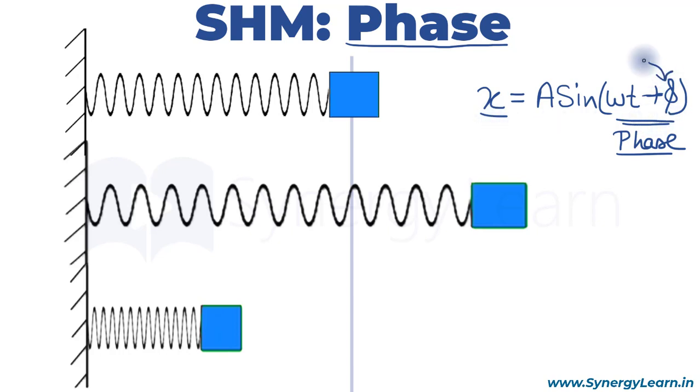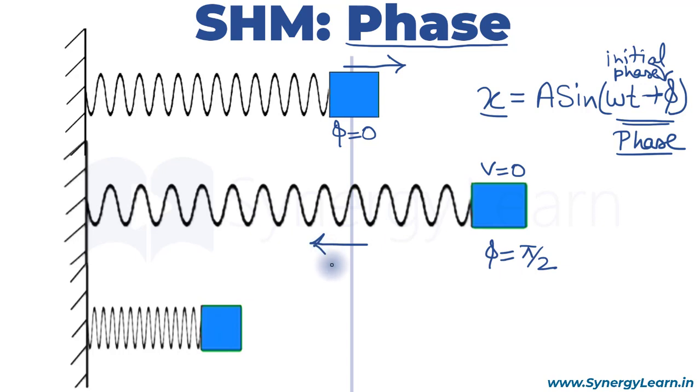The term represented by phi is initial phase. Initial phase represents initial position of the body. For example, if the block starts from mean position and is moving towards right, then its initial phase is 0. When the block is at right extreme, which is characterized by 0 velocity, then its initial phase is pi by 2. Again, when the block reaches mean position and is moving in backward direction, then its phase is pi.